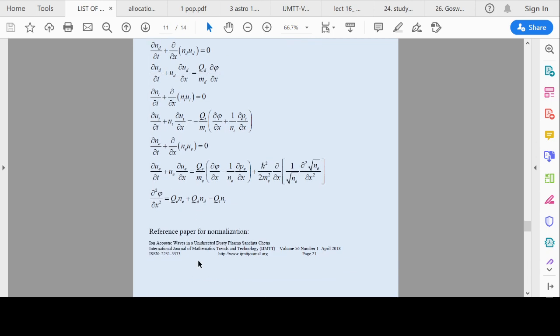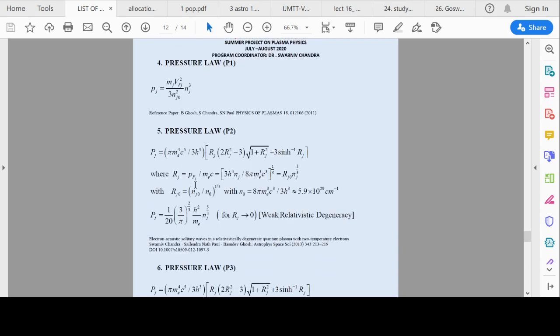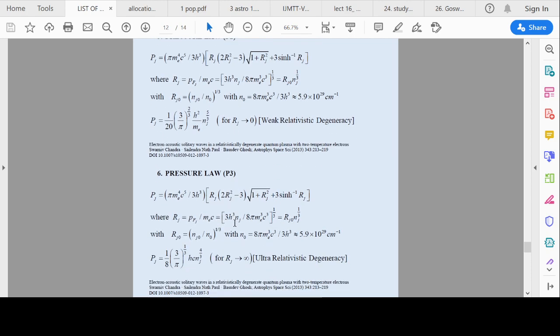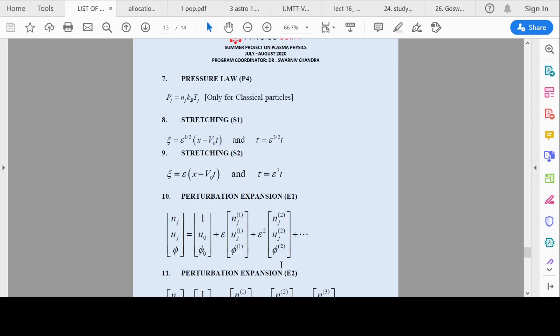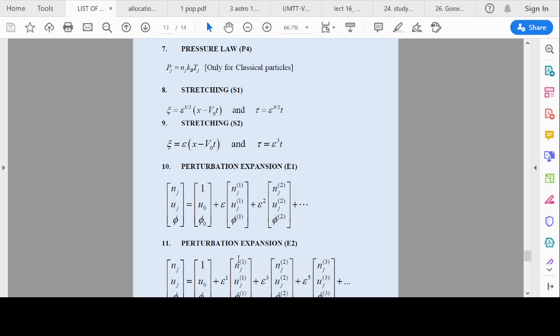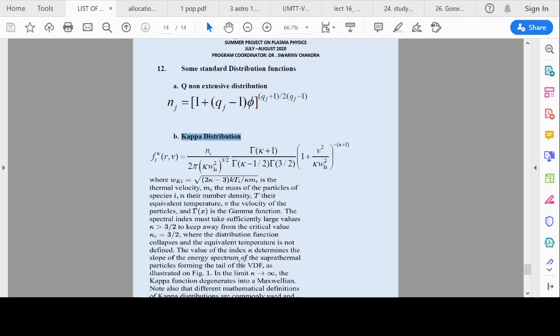Okay. These are the two pressure laws. This is the Fermi pressure. This is the weak relativistic degeneracy pressure. It is the ultra relativistic degeneracy pressure. And these are the classical pressure, if you take the ions to be classical. So these are this kind of stretchings. Now the question is, these are the distributions that some use.